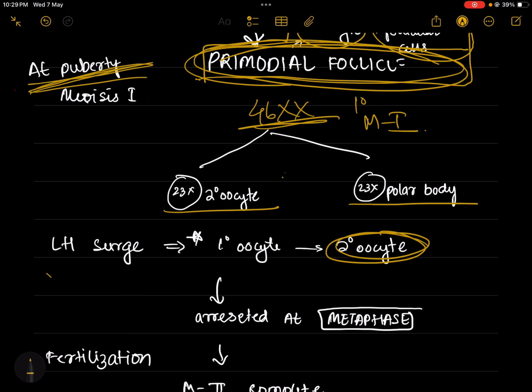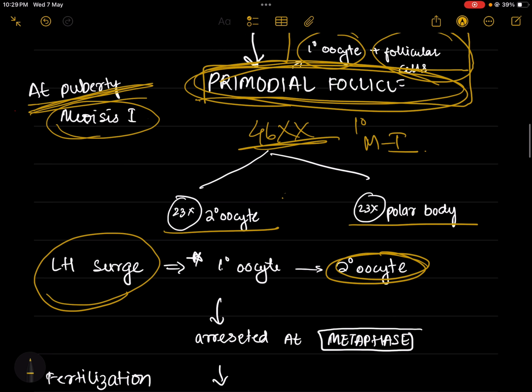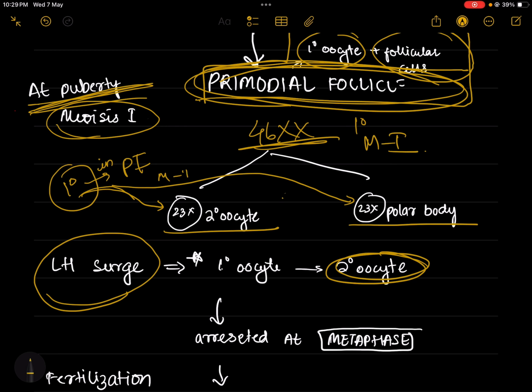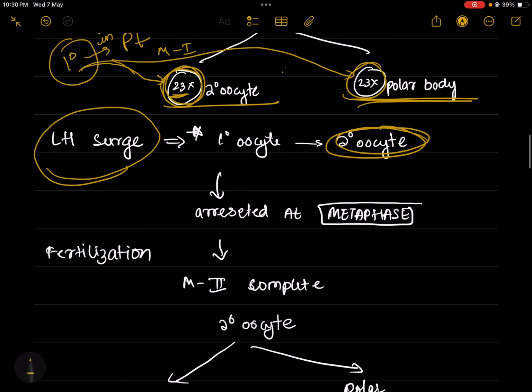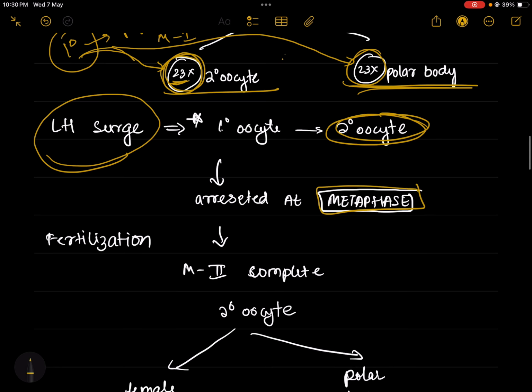Due to LH surge, meiosis 1 will resume and get completed, and the primary oocyte present in the primordial follicle will give a secondary oocyte which has 23 chromosomes and a polar body. Now this secondary oocyte is arrested at metaphase of meiosis 2.